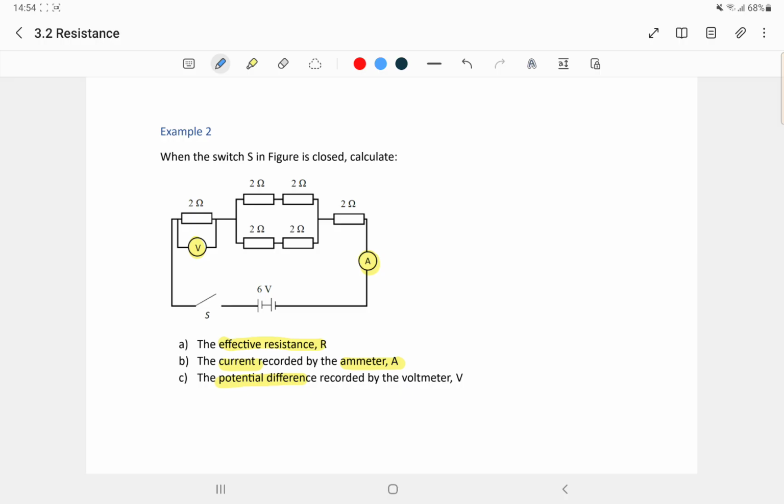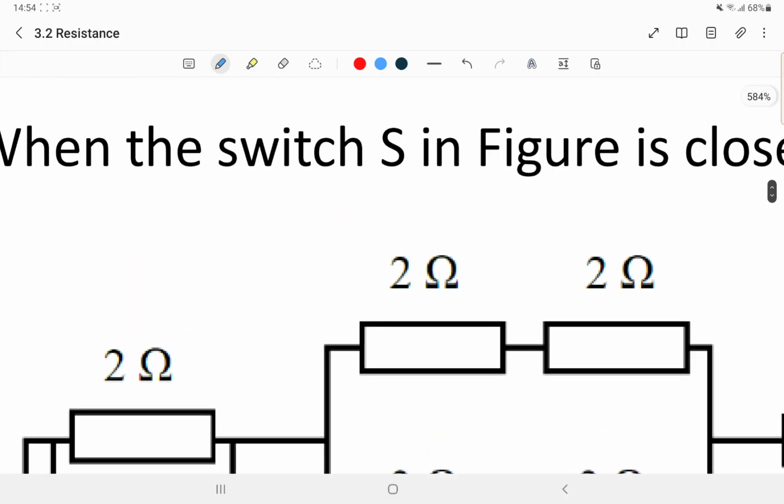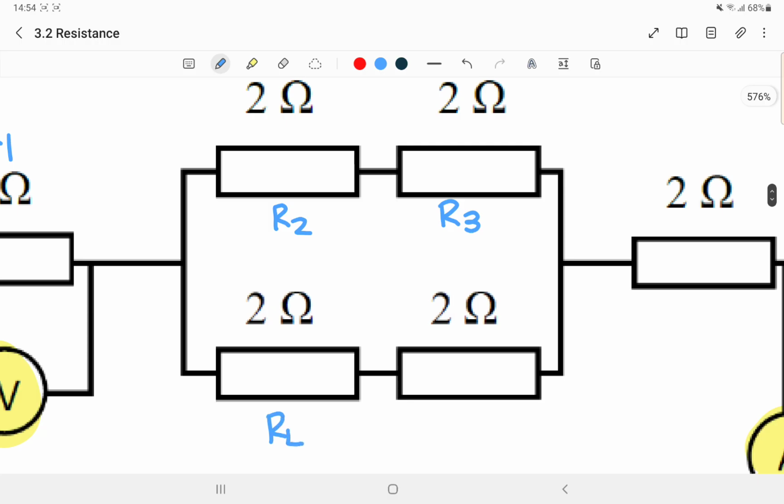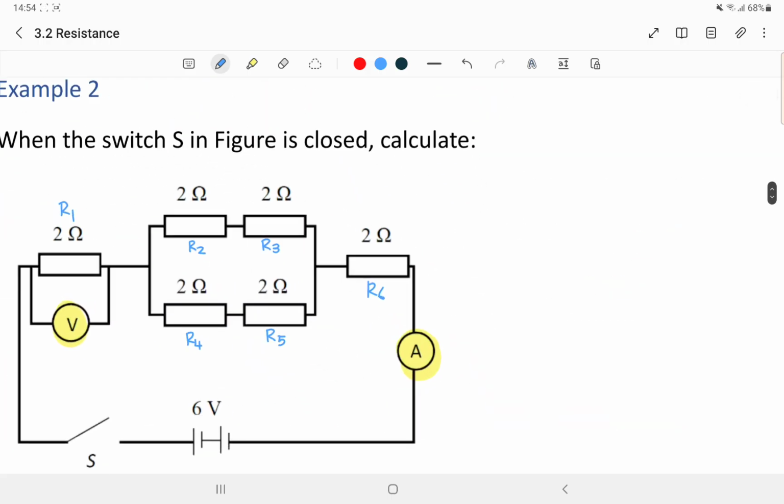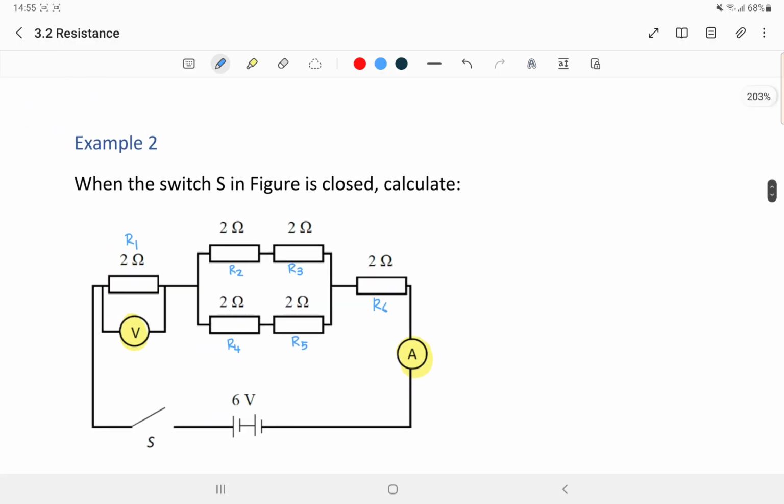Okay, so now we label all the resistors. This will give us R1, this R2, R3, R4, R5, and R6. Now we can see that R2, 3 are in series, and R4 and R5 are in series, but then R2, 3 and R4, 5 are in parallel. So first we need to simplify this. We need to make R2, 3 into one resistor, and R4, 5 into one resistor, and then we can combine them using the parallel formula.